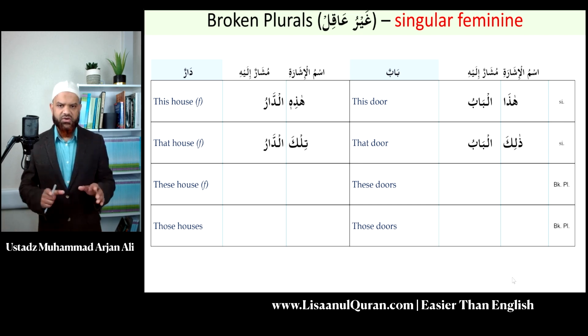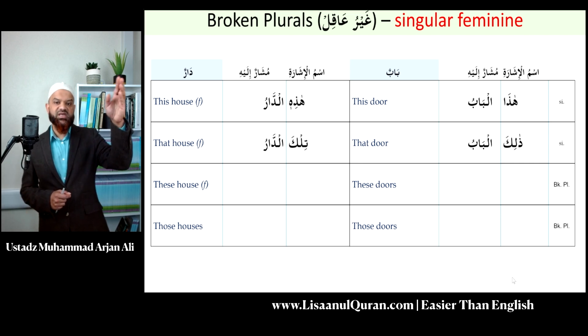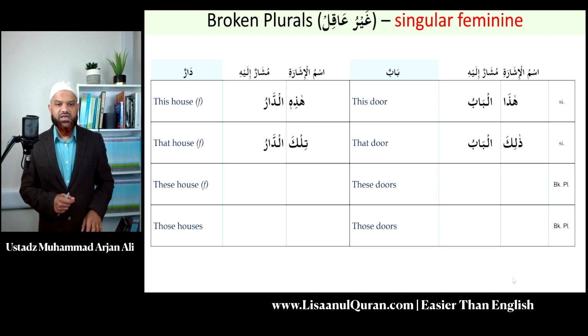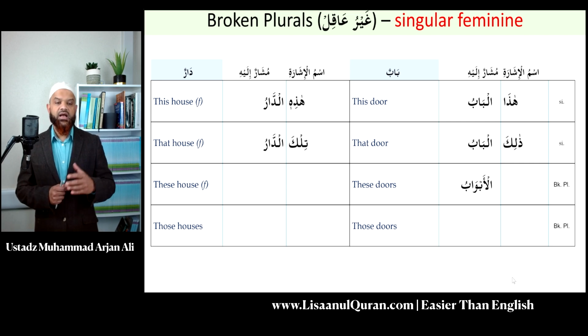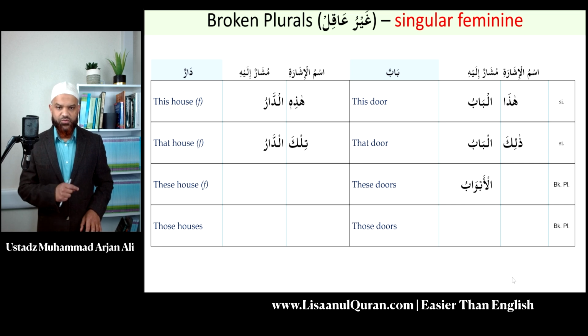So you can see what's going on here, very simple. But what do we do when we want to point to these doors? So these is a plural word. So which one do we use in Arabic? The word for doors in Arabic with al will be al-abwabu. So the demonstrative pronoun I will use is hadihil abwabu. Why? Singular feminine. Why? Broken plural of non-aqil.